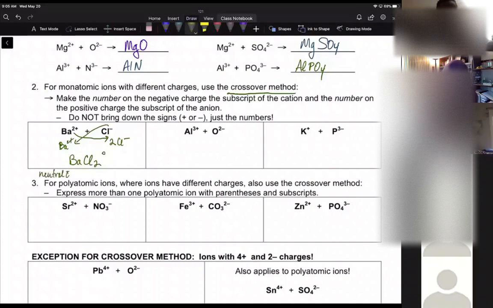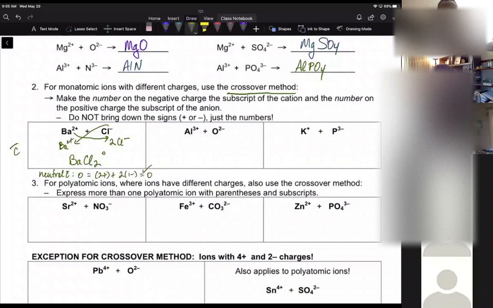I'm going to introduce C bar just for compound. So neutral compound: we have 0 equals the charge on the barium, which is 2 plus, and we've got 2 chlorines, and each one brings a 1 minus, and so that equals 0. So we know that it's neutral.